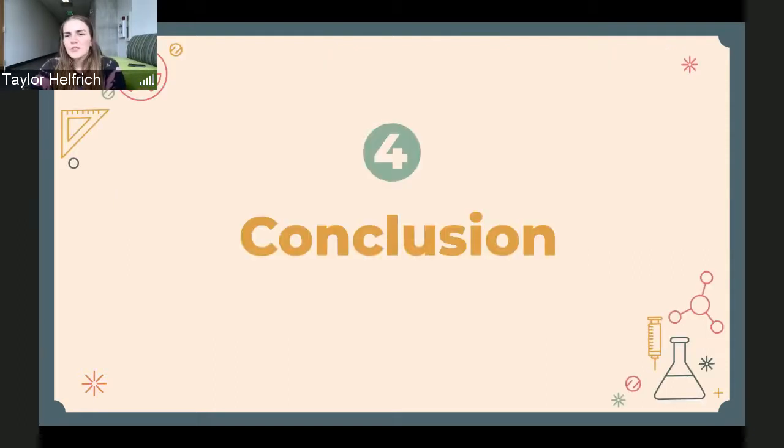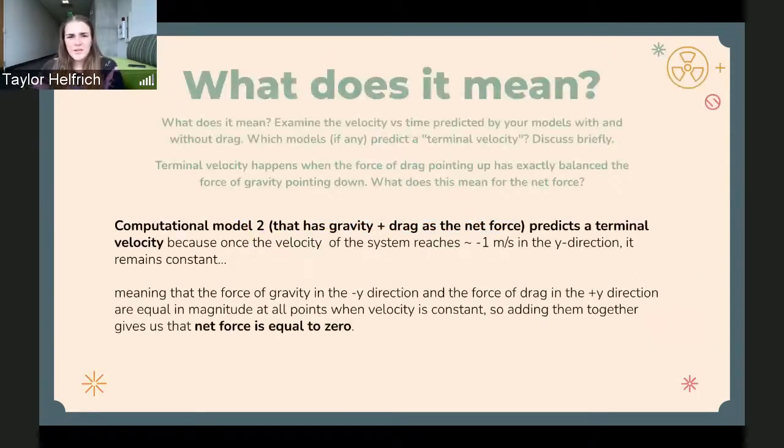And some of the conclusion is just that, the what does it mean question, we actually have the computational model 2 with Fnet equals Fg plus Fd does predict a terminal velocity, because once the velocity of the system reaches about -1, it remains constant, meaning that the force of gravity in the negative y direction and the force of drag in the positive y direction are equal in magnitude, meaning that net force is equal to 0.